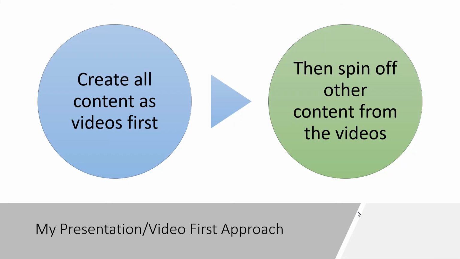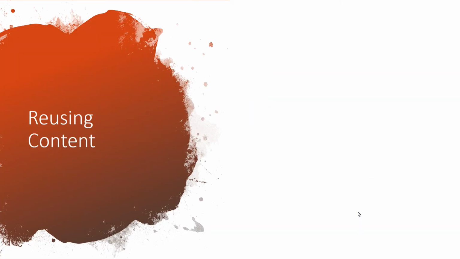So my presentation approach is to start with videos because YouTube marketing is huge. So my idea is all my content's going to be videos, but then I'm going to spin off other content from the videos. So I start with the videos, start with a PowerPoint plus voiceover, and that gives me a video. So to reuse my content, basically I start with a PowerPoint presentation.